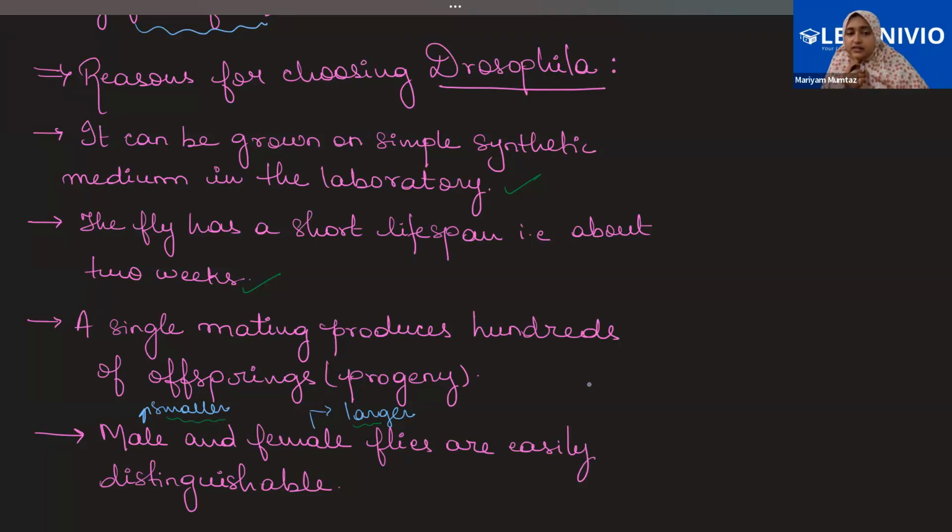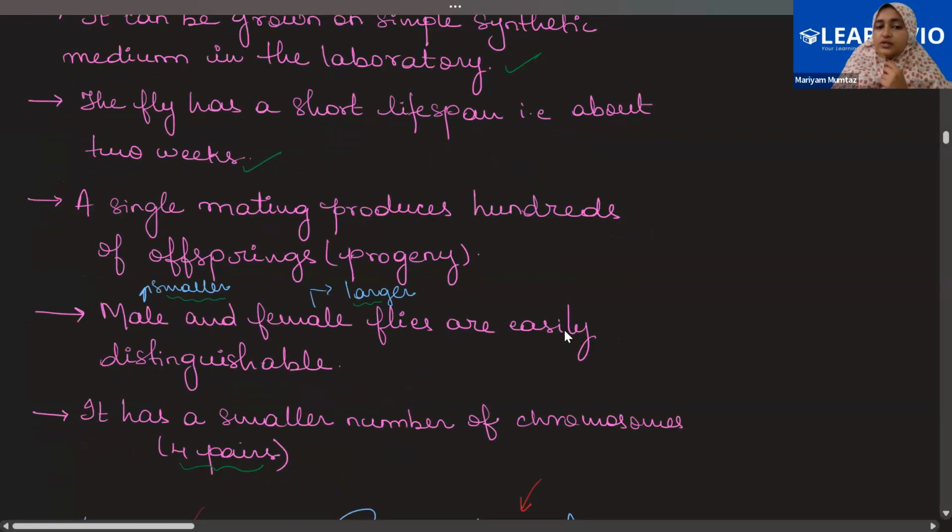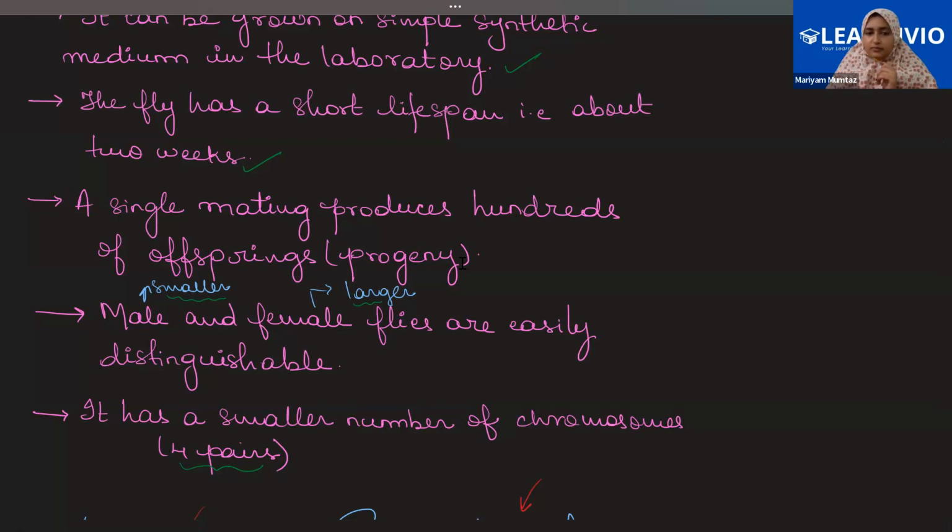Now, the second reason is that this particular fly has a short lifespan, meaning it lives for only 2 weeks and then it dies. That is it. Then a single mating produces hundreds of offsprings. Hundreds of offsprings mean hundreds of observations. So that is why it is very important.